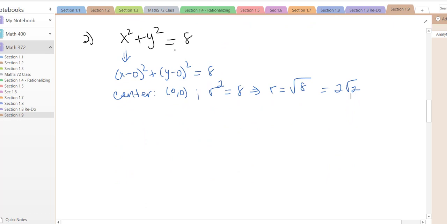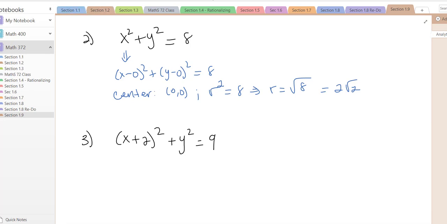Let's try another one. What about (x + 2)² + y² = 9? Same thing. What's the center? What's the radius? Go ahead and pause. Do it on your own.